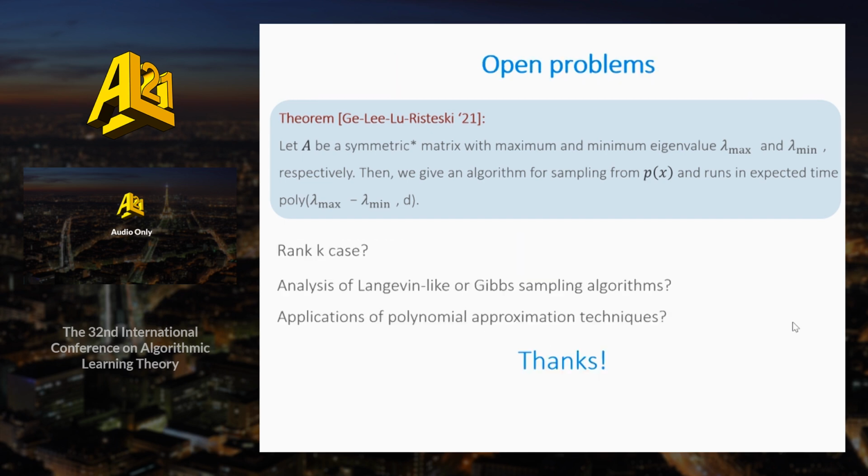Towards some open problems, it would be interesting to see if we can handle the rank k case. Here we only handle the rank 1 case. The problem has a natural rank k formulation. It would also be nice to see if we can prove comparable polynomial-time runtime guarantees for some more canonical algorithms like Langevin dynamics-like algorithms or Gibbs samplers. And finally, this polynomial approximation technique for unnormalized densities seems rather generally applicable. So it would be nice to see if we can find more applications of this technique.